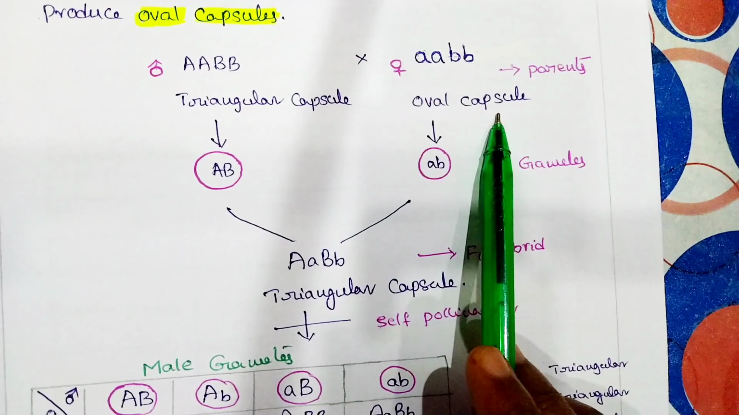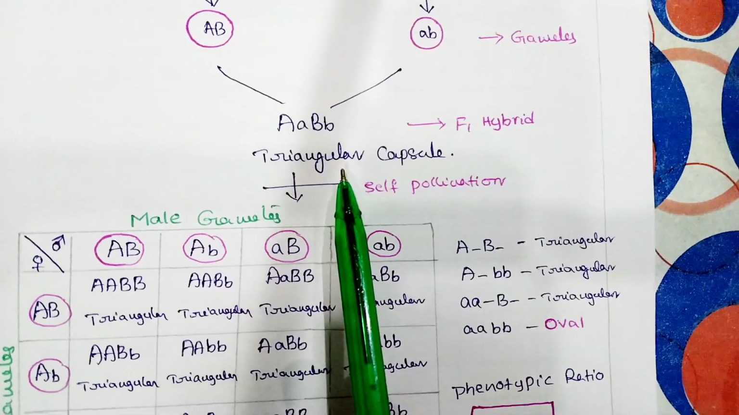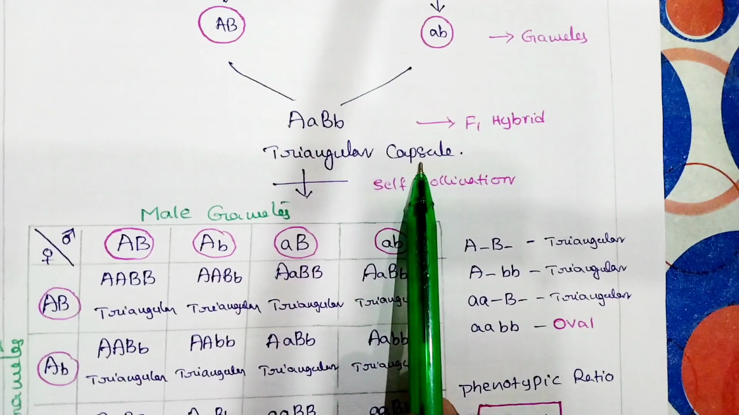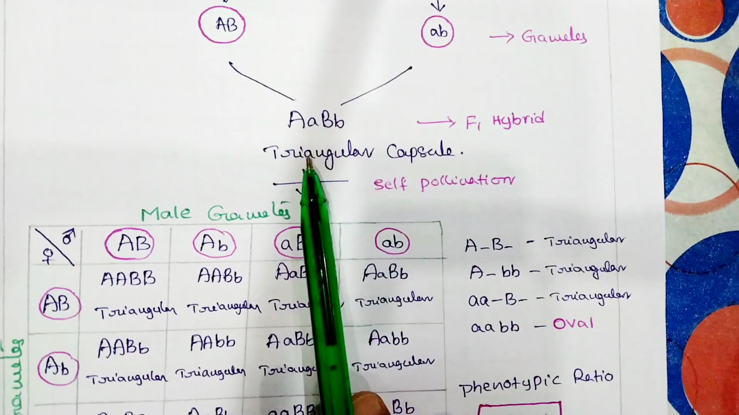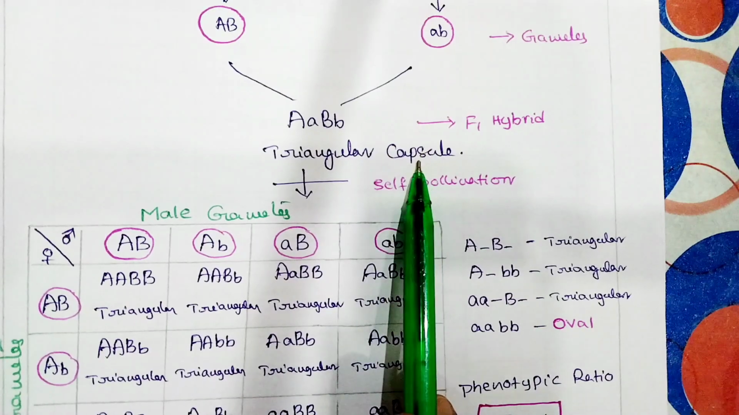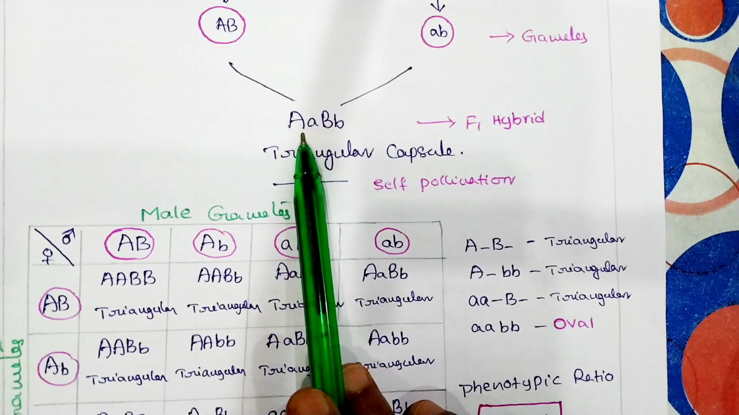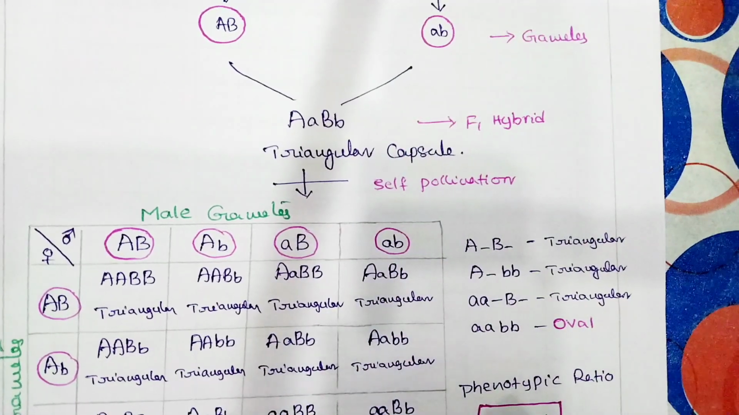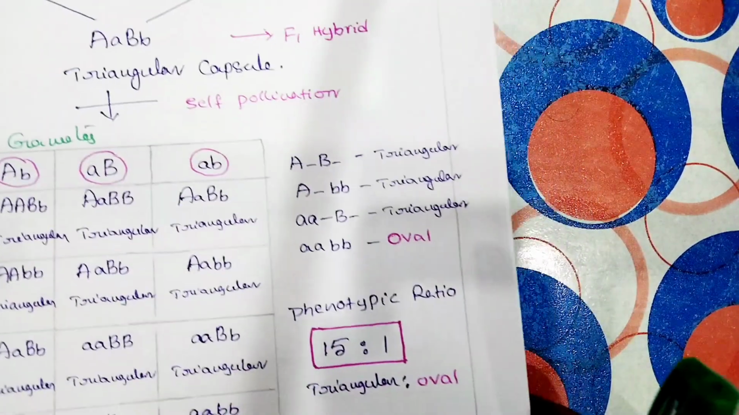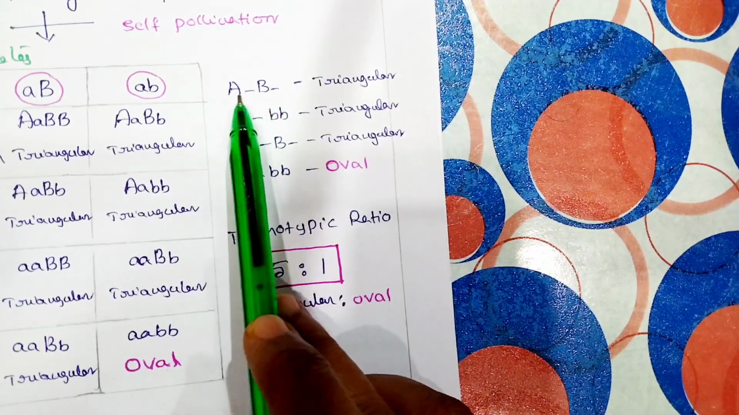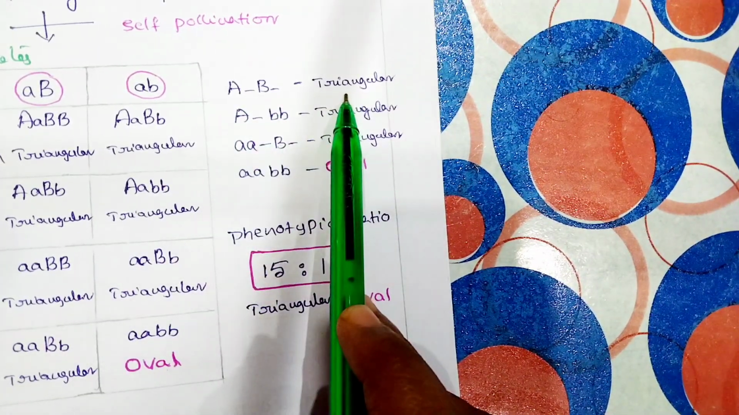When they are crossed, F1 individuals are obtained. F1 individuals also have triangular capsule. That means when the two genes are present alone or together, they produce triangular capsule. But the recessive forms of these two genes, like the parent, produce oval capsules. So let's see the conditions to be remembered: when two genes are present together, they produce triangular capsule.